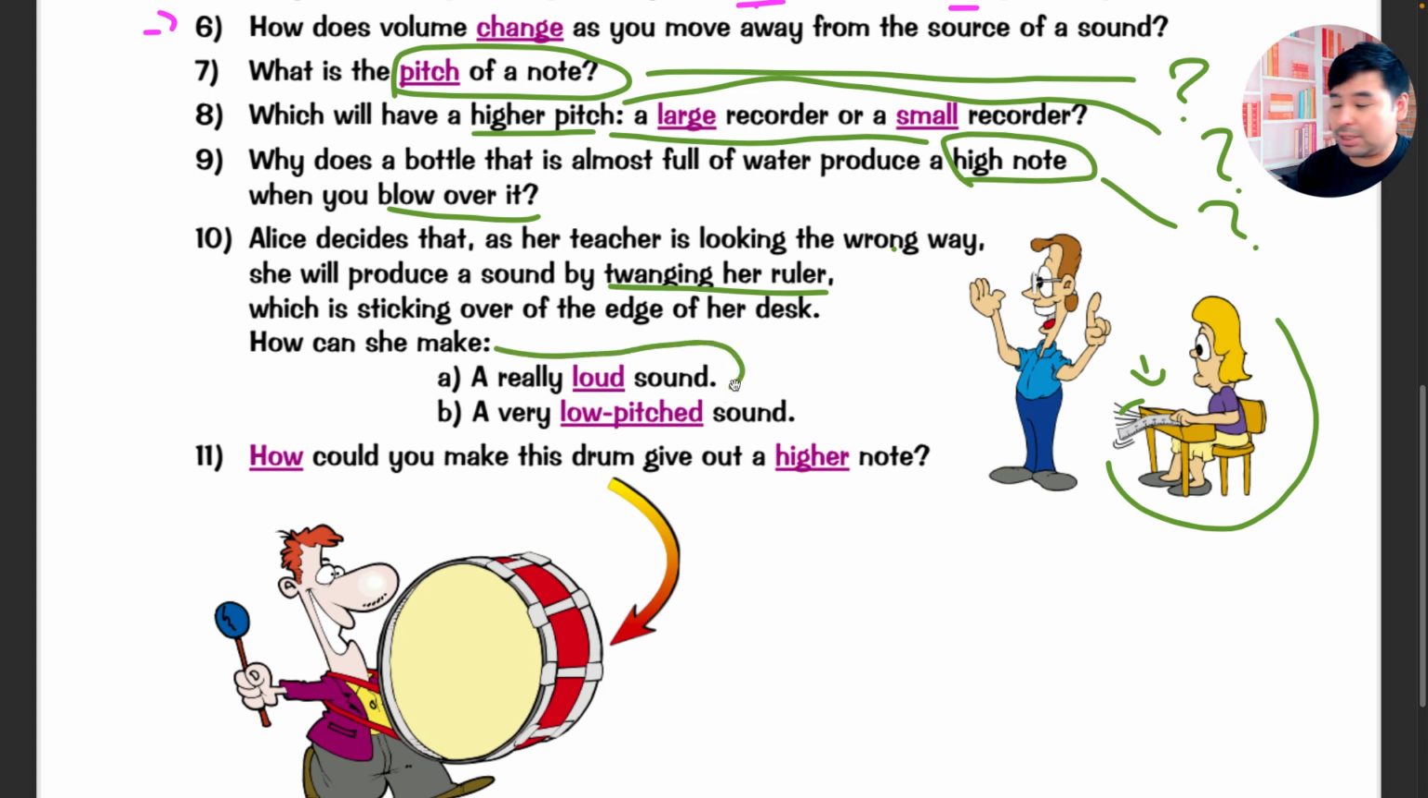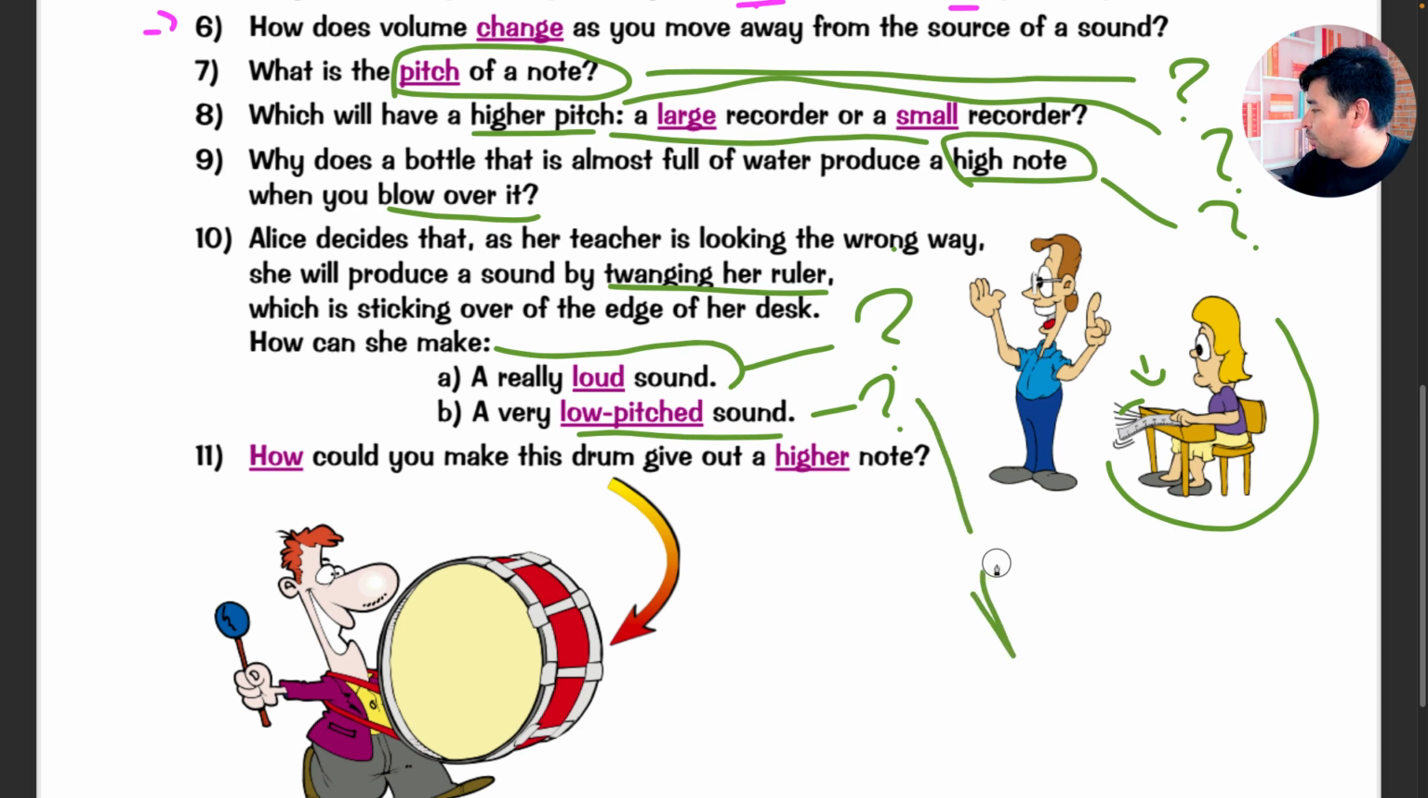So what is a loud sound? If you don't know this word, you cannot answer. And a low pitched sound, what is a low pitched sound? How do you define that? So give me the Portuguese version of that too, okay? And then the last one, how could you make this drum give out a higher note?